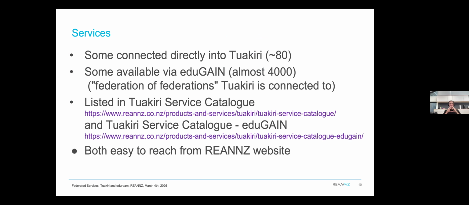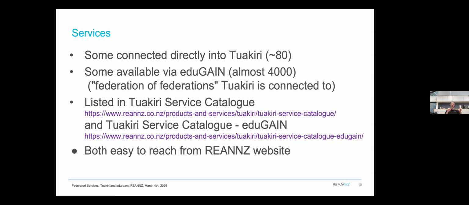Now, if you ask about what services can a user with Tuakiri access use, we have about 80 services directly connected into Tuakiri, but almost 4,000 more services available via eduGAIN, the Federation of Federations global network that connects identity federations around the world that Tuakiri is connected to. You can see the full list of services in the Tuakiri service catalog, and we also render a separate page listing the services available in eduGAIN. Both of these links are available from the REANNZ website.